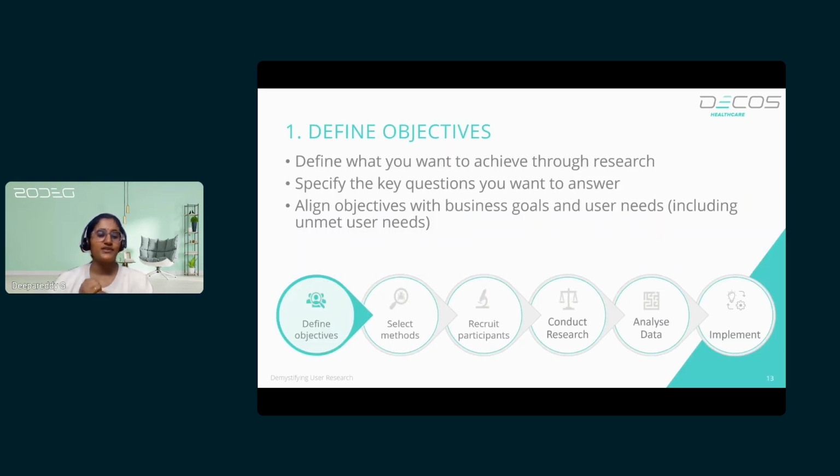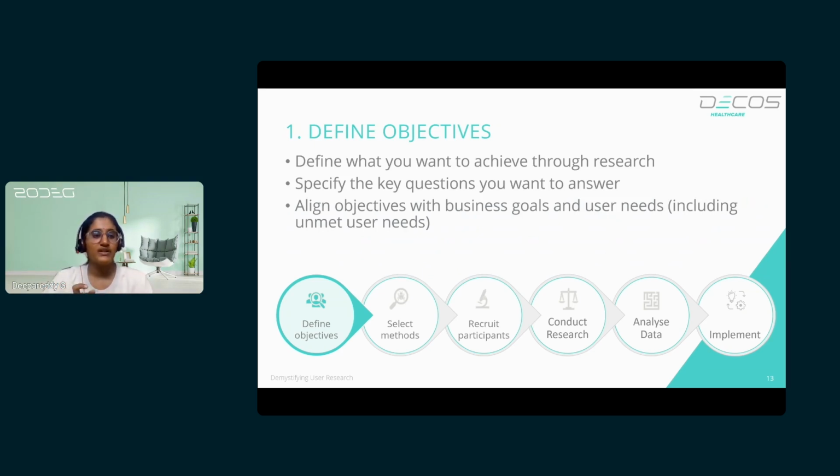The first step in user research is clearly defining the objectives, clearly outlining the research goals. We start by defining what we actually want to achieve through this research. This involves specifying key questions that we need answered by the users, which should be directly aligned with both business goals and user needs. And we have to remember to include the unmet user needs as well, not just the user wants or needs but the unmet user needs.